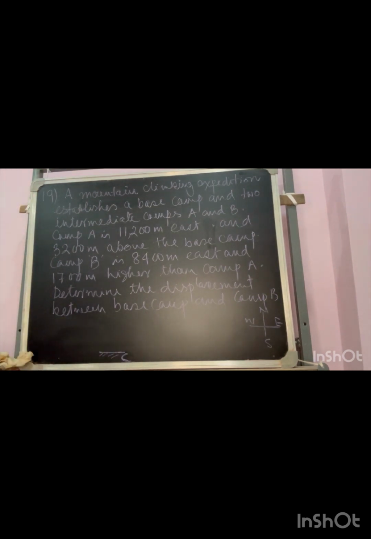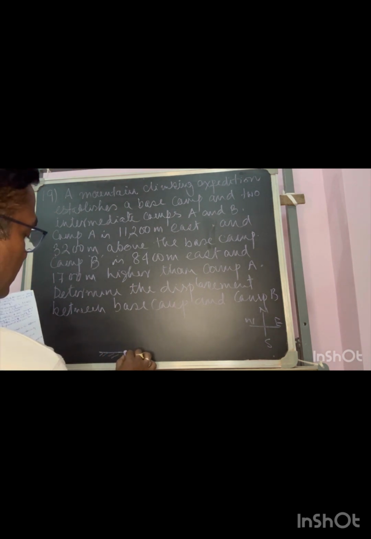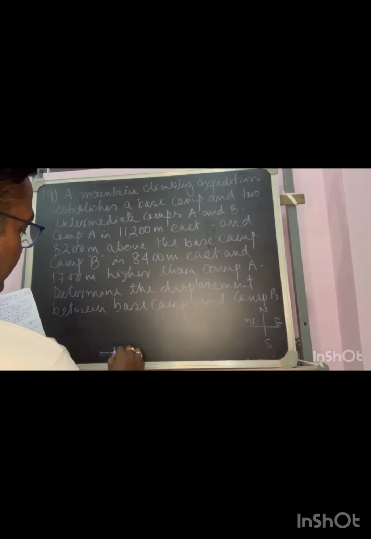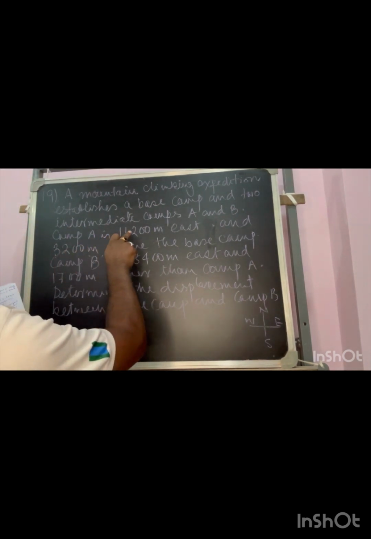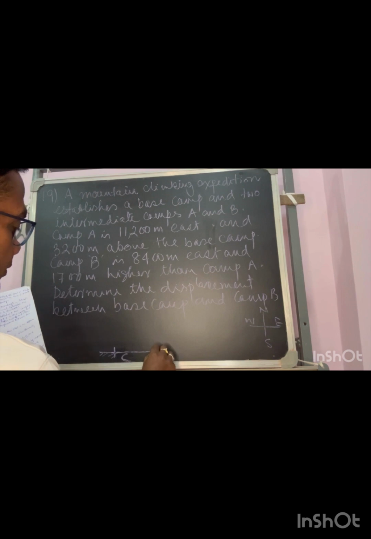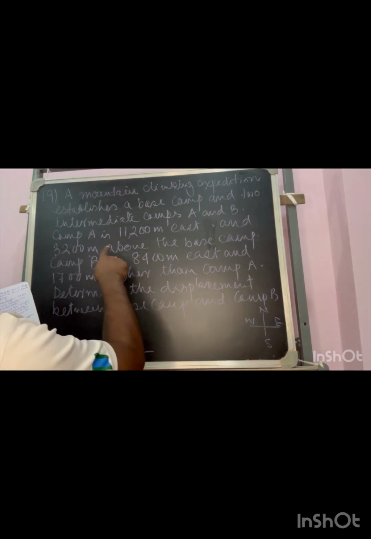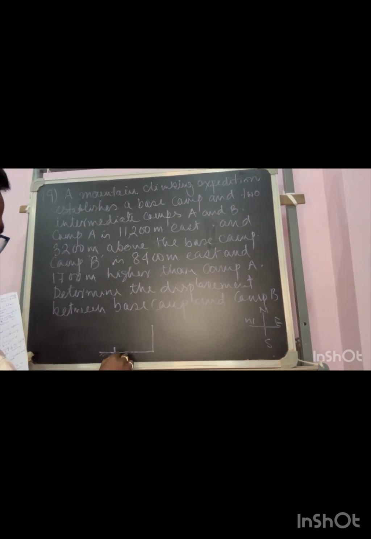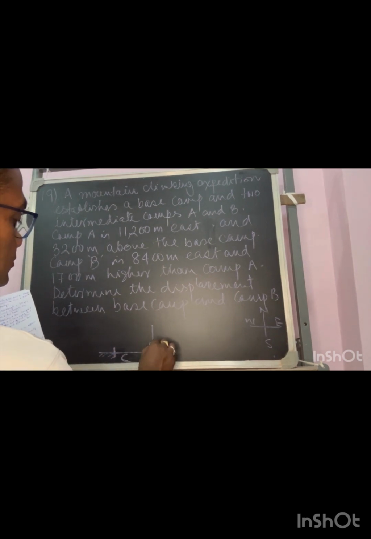So the first intermediate camp A is at, let's say this is the point from where I'm starting. This is the cross, camp C. From there, camp A is 11,200 eastwise, then 3,200 above the ground, meaning above the base camp. Let's say there may be some coordinate; from that coordinate it is 11,200 east and 3,200 up. So this is the position of camp A.